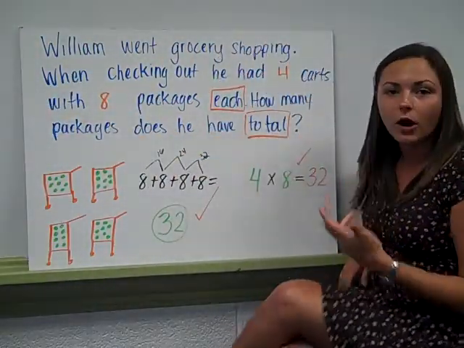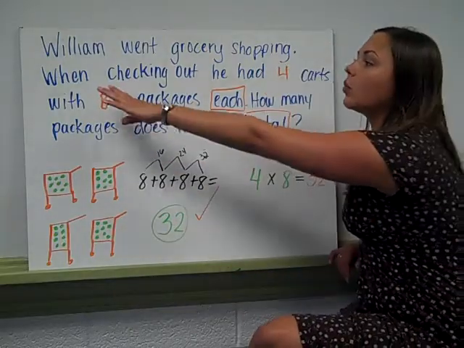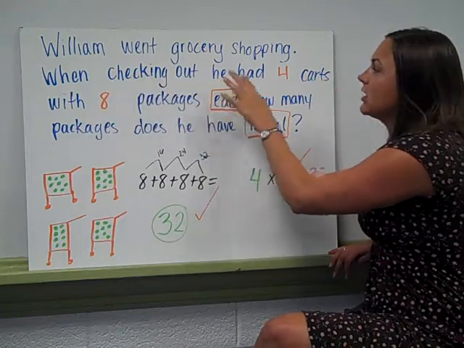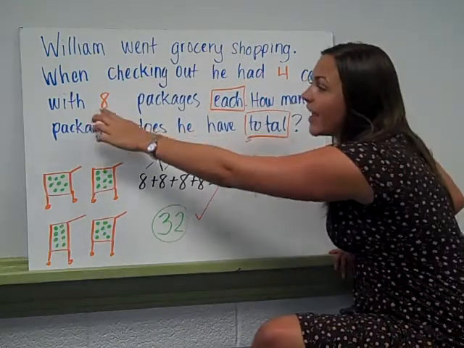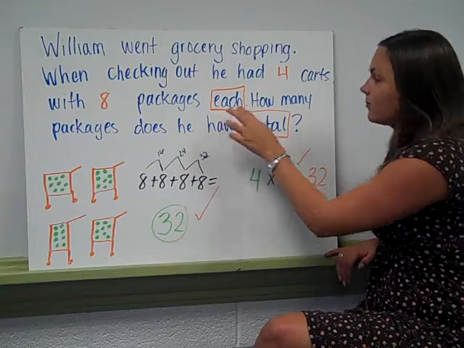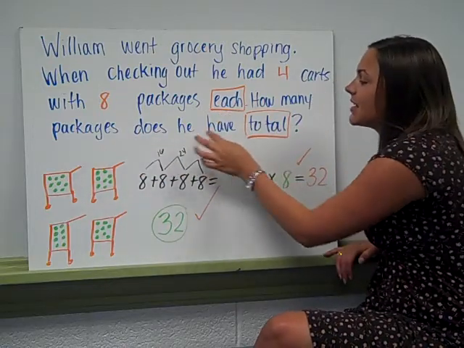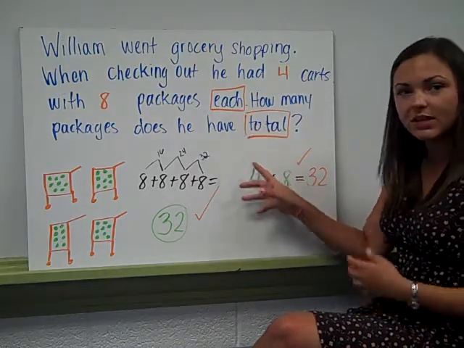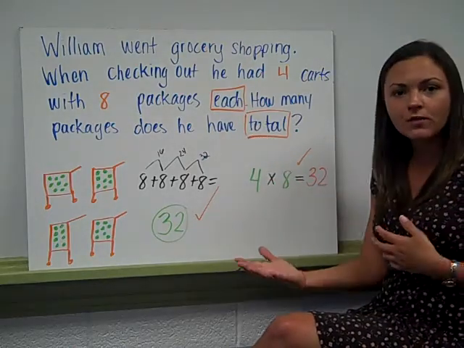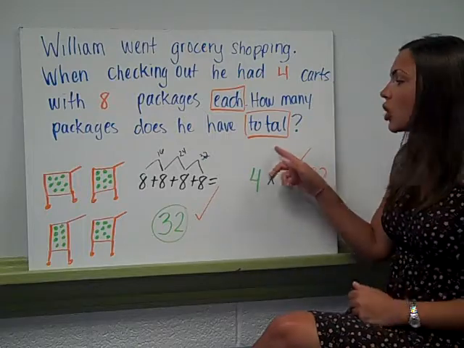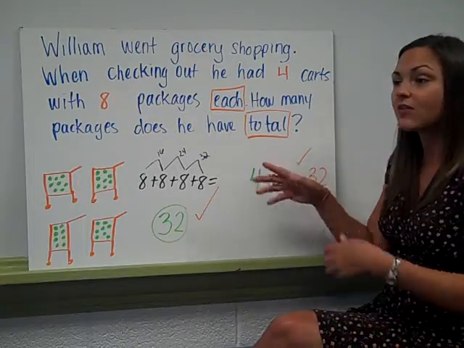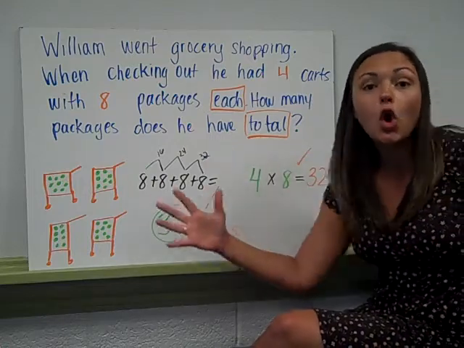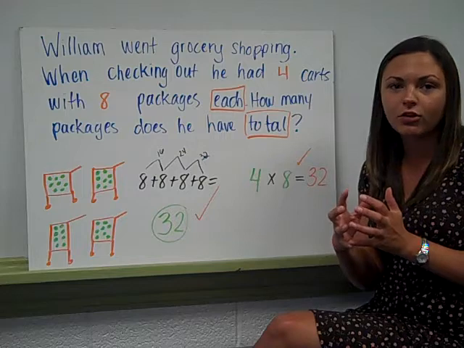Okay, here we have another problem. This is William. William went grocery shopping. We all do that. When checking out, he had 4 carts with 8 packages each. How many packages does he have total? Now, I circled these keywords, each and total, because they tell me what to do. Just like in the previous problem where I said all together, total means the same thing. It means if I have some over here, and I have some over here, and I have some over here, what's the total of it all combined together?